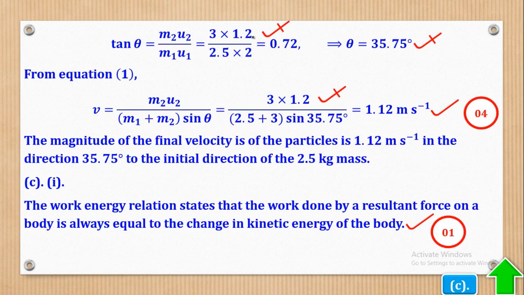So half a mark will be this substitution, half a mark for getting the angle, half a mark for the substitution, full mark for this magnitude and the unit. So the unit has to be correct. Half a mark for the magnitude, half a mark for the unit. Then a full mark for stating the work energy relation correctly.